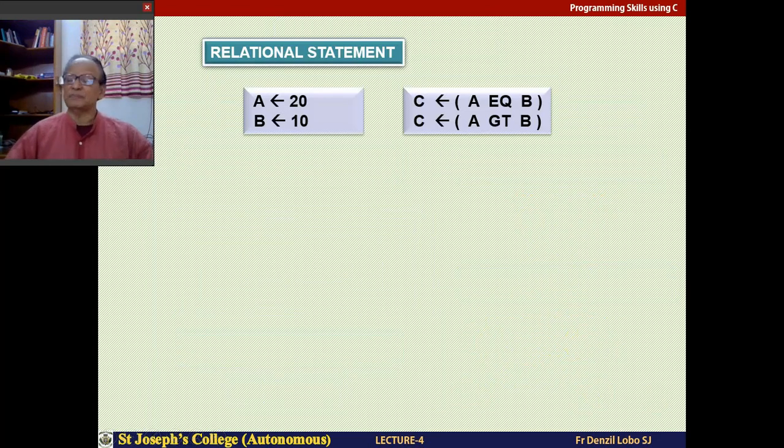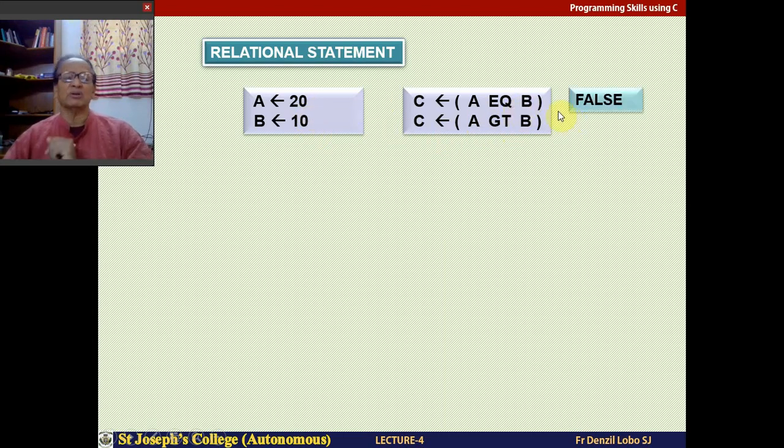Let's take the example here. I have assigned 20 to A and 10 to B. So I can ask this question, this relational expression here, A equal to B. What is the value given by this statement? So that is the question. Or A greater than B. So A equal to B. Of course, immediately you look at these two numbers, you say, no, no, no, A is not equal to B.